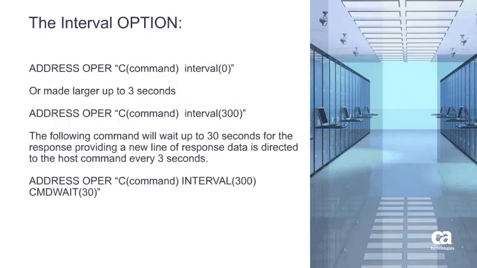This example shows the command INTERVAL 0 turns off the feature, but COMMANDWAIT at INTERVAL 300 is the largest setting at 30 seconds. The second line shows that the command INTERVAL of 30 causes a wait of 3 seconds.